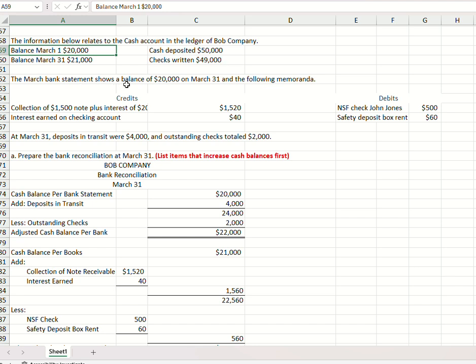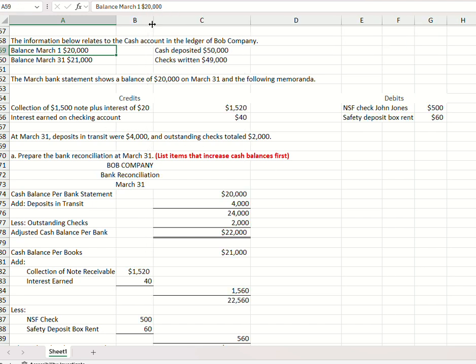49,000. The bank statement shows a balance of 20,000 on March 31st, and it gives the following information. Let me write this. They collected 1,500 of the notes plus interest of $20 for a total of 1,520. They earned interest on the checking account, $40. There was a not sufficient fund check from John Jones, $500. Oh no. And then there was rent that you had to pay for a safety deposit, $60.